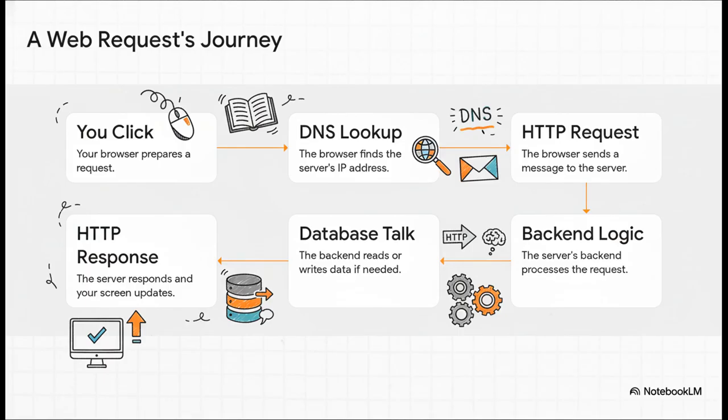So you click. The first thing your browser has to do is figure out where the application actually lives on the internet. It uses something called DNS, which is kind of like the internet's giant phone book, to look up the server's address. Once it knows where to go, it sends off an HTTP request, basically a formal message asking to either get or send some data. The backend gets this message, thinks about it, and if it needs to, it'll talk to the database to save or retrieve information. And finally, the backend sends an HTTP response back to you, and poof, your browser renders the result on your screen. That right there is the heart of how the web works.